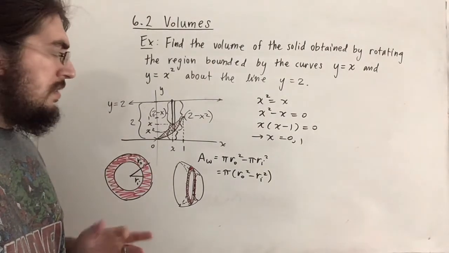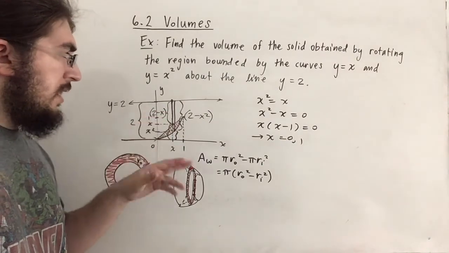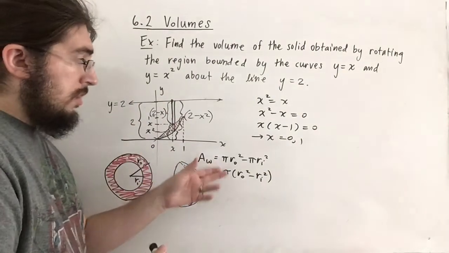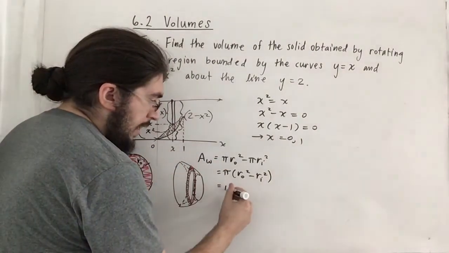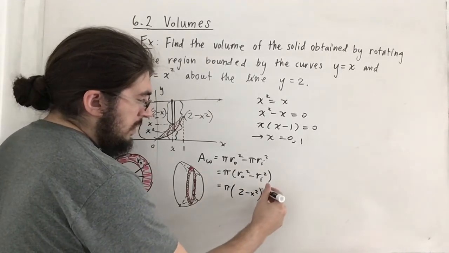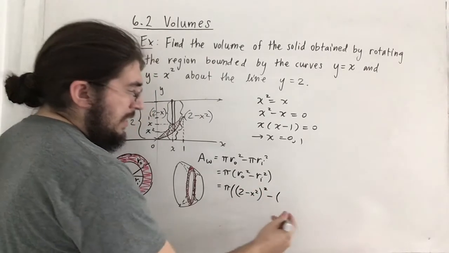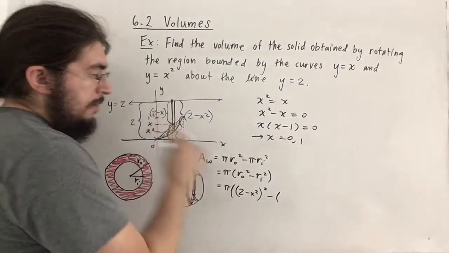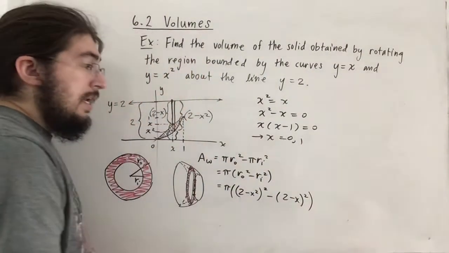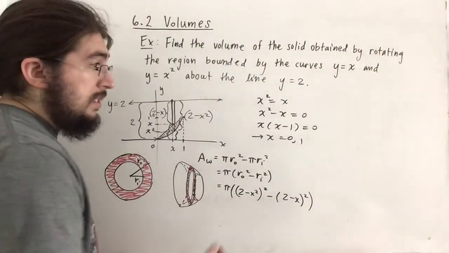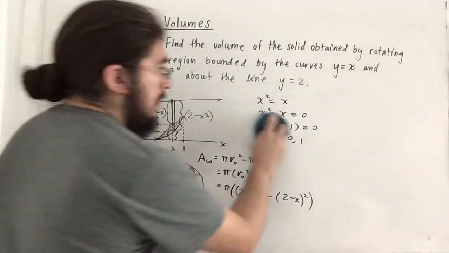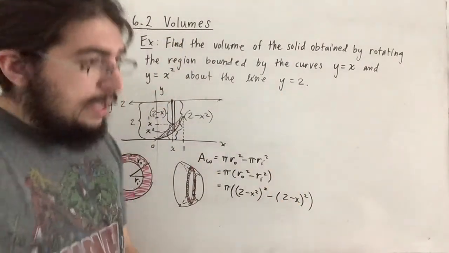Yeah, I think we're okay. So now what we're going to do is treat these again as our radii. So this is the inner radius, outer radius, and we're good to go. So we have pi times the outer radius squared, which is 2 minus x squared, quantity squared, minus ri squared, so that's the inner radius squared, which is 2 minus x quantity squared. And now for our volume setup, let me erase this here for more space, of course. So now we're set up.